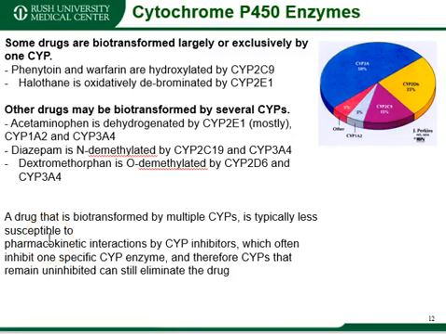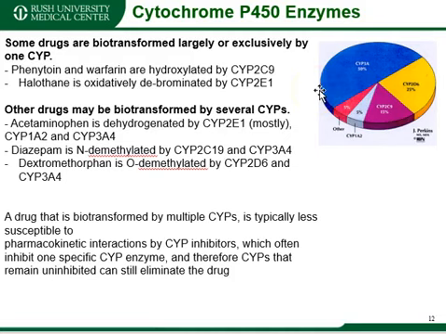Okay, so by and large, some drugs are biotransformed largely or exclusively by one specific CYP enzyme. With phenytoin and warfarin, they undergo major hydroxylation by CYP2C9. Halothane, an anesthetic, is oxidatively debrominated by CYP2E1. I know we haven't talked about some of these drugs, and that's fine. You don't need to know that specifically, but you do have to understand the concept. There's no learning objective on this slide, so don't start memorizing this.